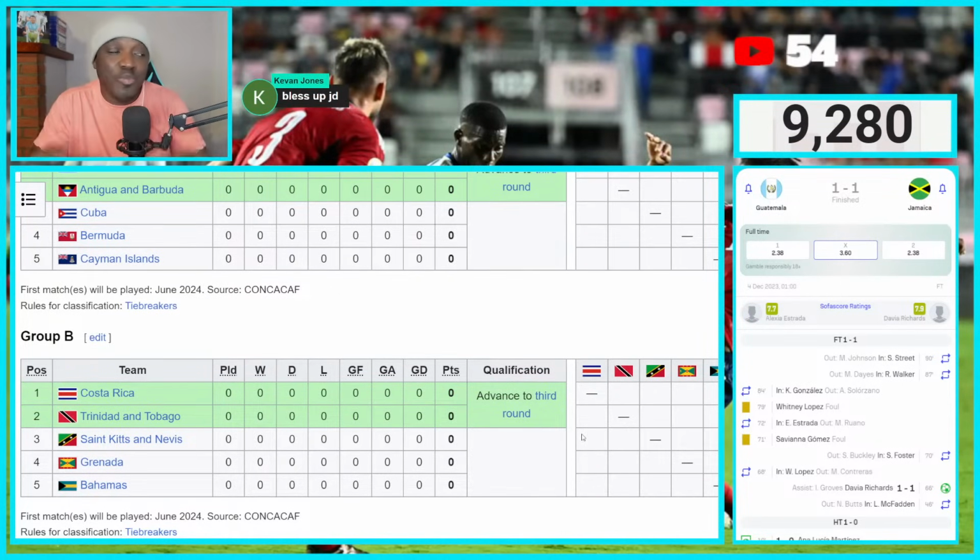So let me know for Group B who you guys think will come through the Group B side. I am going with Costa Rica, and it's going to be tough between Trinidad and Tobago and Grenada. But for this point, I am going to favor Trinidad and Tobago. So I'm going to go at this point Costa Rica, Trinidad and Tobago. I will do more research on it.